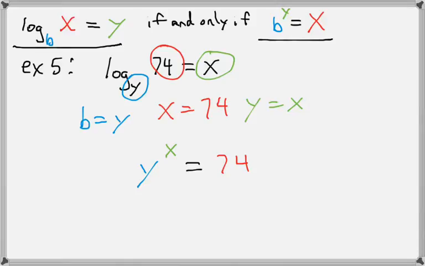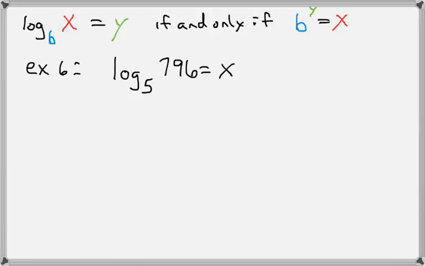It really is all just simply match up your numbers or your letters, find your three parts, and then move them around so that they're in a different shape. They're in a different order based off of whether you want it in log form or exponential form. So let's look at another example.